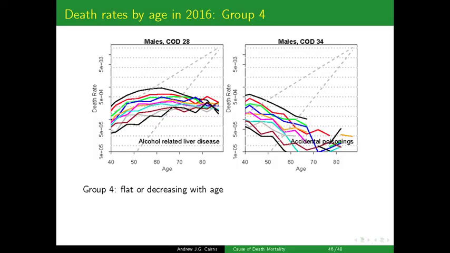And then group 4 is the diseases that are more linked to younger ages, so things like the deaths of despair and also some of the mental illnesses that are not dementias but affect younger ages. And so they tend to be rather flatter and sometimes decreasing with age.